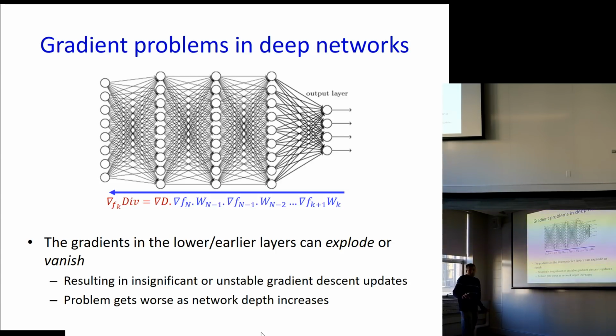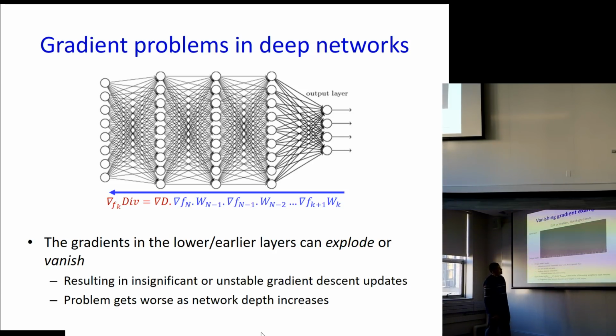And if I control my weight matrices such that none of their eigenvalues are greater than 1, then the thing is always going to shrink. And as you keep going backwards, you're going to keep combining these terms, and things are going to shrink. And the problem gets worse as the network depth increases because you get more and more of these terms.